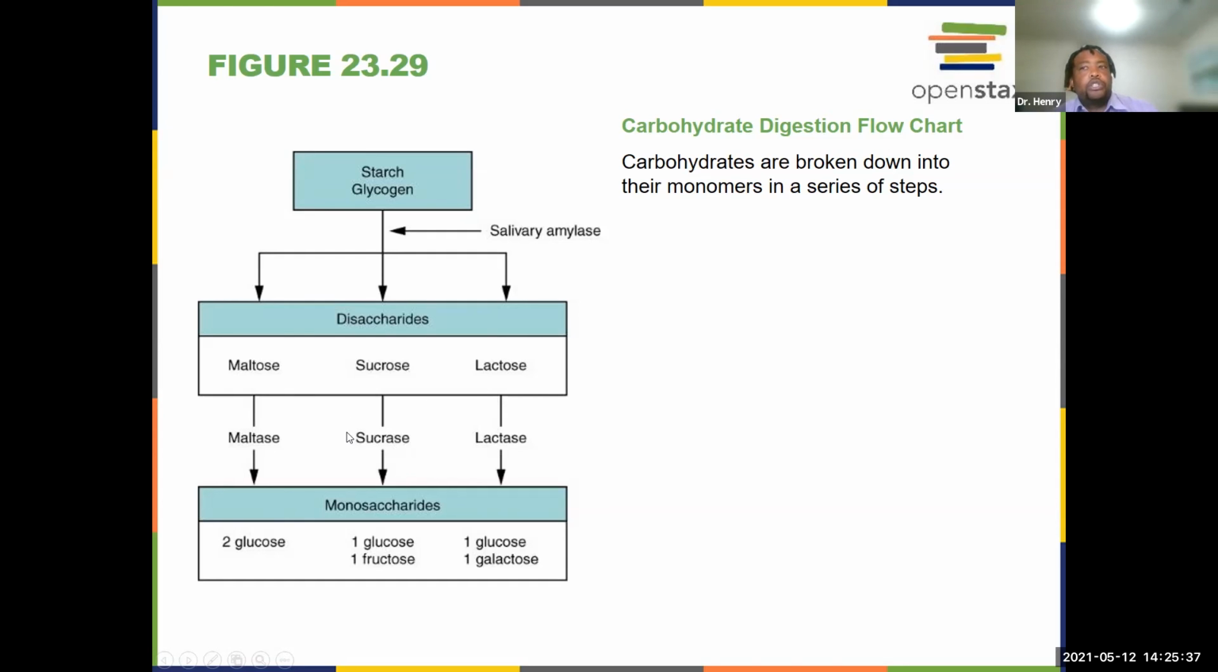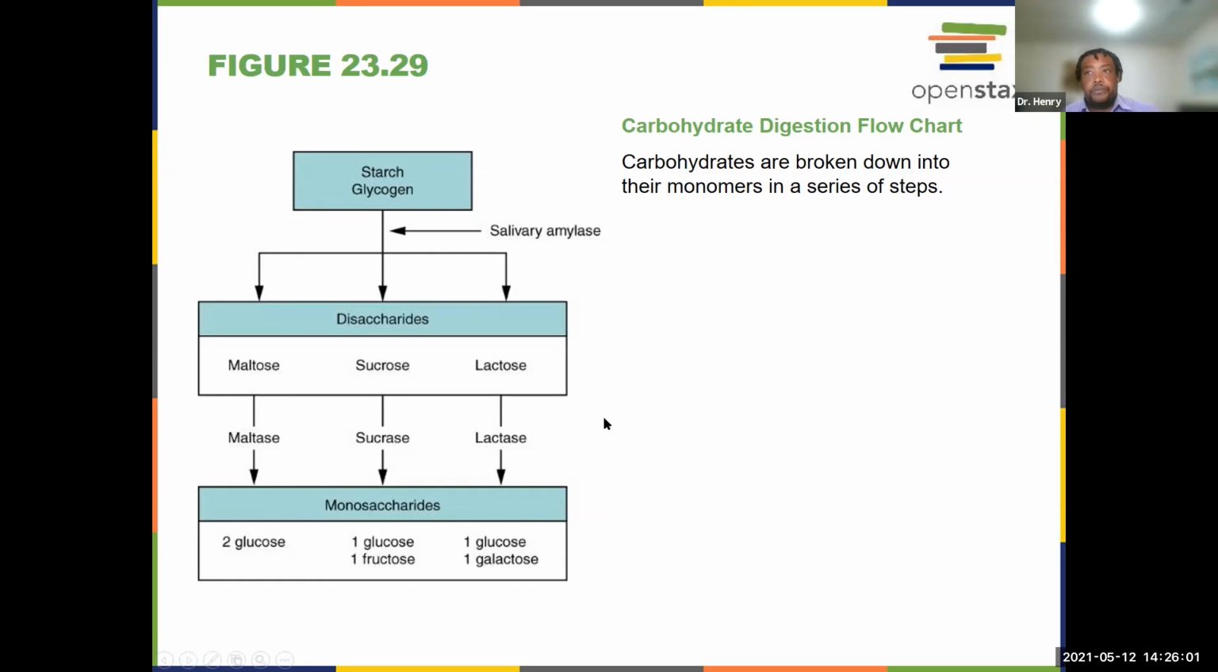So sucrase breaks down sucrose into glucose and fructose. Lactase breaks down lactose into glucose and galactose. Okay, you guys get that? You understand? Yes.